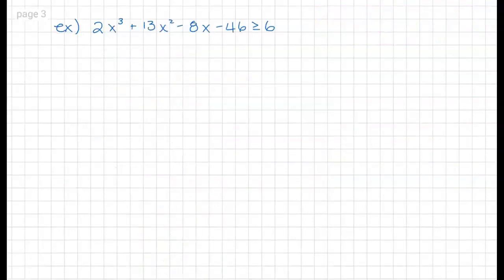All right, so give this one a go. It's fairly straightforward. It's just not factored, so you're going to have to factor first. But otherwise, it's pretty much like the other ones we've done above. So try this one on your own.